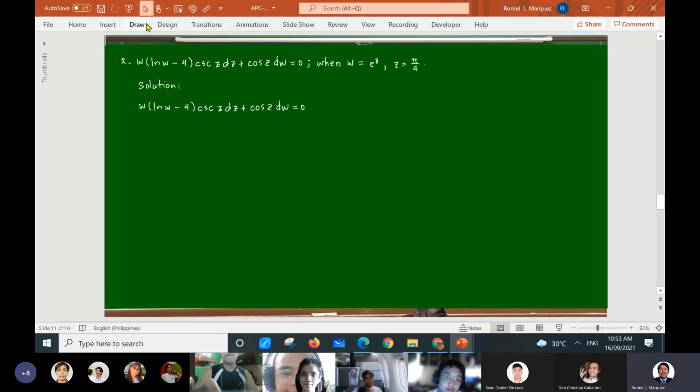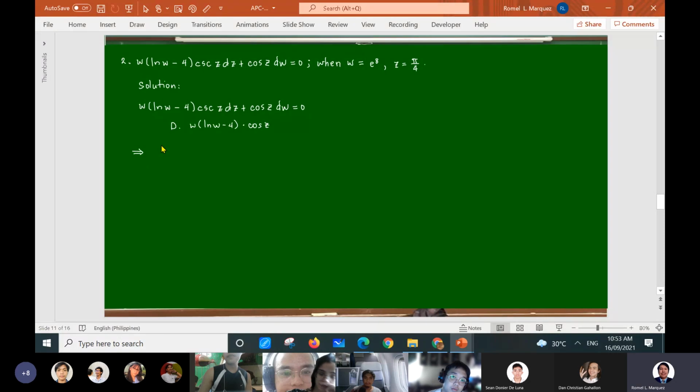So we separate variables. How do we separate variables? By this time, you can do it mentally, no? What factors here do I not want for the coefficient of dz? Because this is dz, I want to get rid of w, ln w minus 4, right? So divide by w, ln w minus 4. What else? What about here? By cosine z, no? Because this is dw, we want it in terms of w.